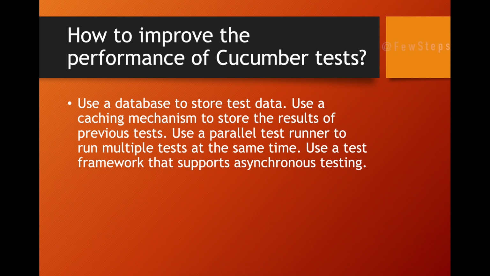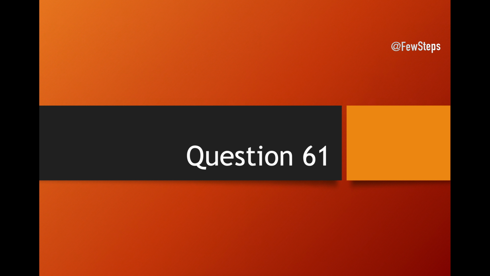Question 60. How to improve the performance of Cucumber tests? Use a database to store test data. Use a caching mechanism to store the results of previous tests. Use a parallel test runner to run multiple tests at the same time. Use a test framework that supports asynchronous testing.